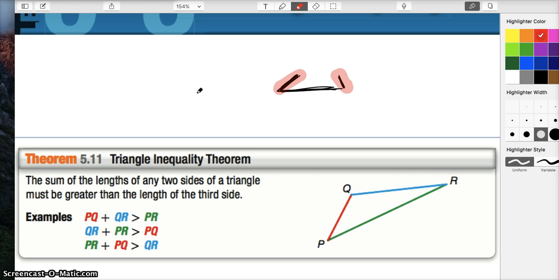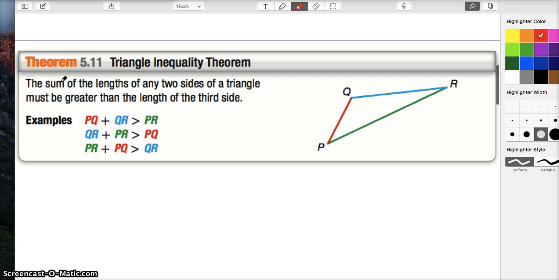Okay. So anyway, the triangle inequality theorem is written this way. The sum of the lengths of any 2 sides of a triangle must be greater than the third side. So red plus blue must be greater than green, and blue plus green must be greater than red, and green plus red must be greater than blue.